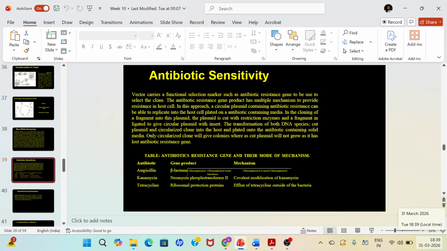In case of the ampicillin, sorry guys, there is some issue. Okay.